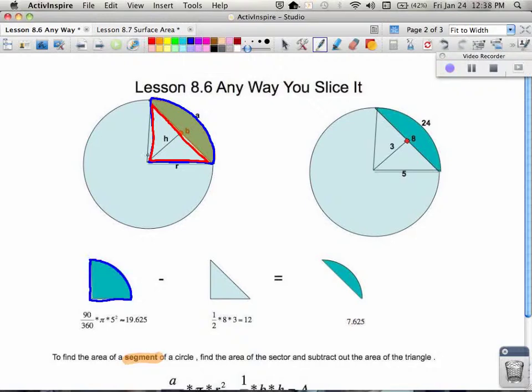I see that this was a right angle. So I look at my fractional part of my circle, which is 90 out of 360, and then I multiply it by the area of the circle.